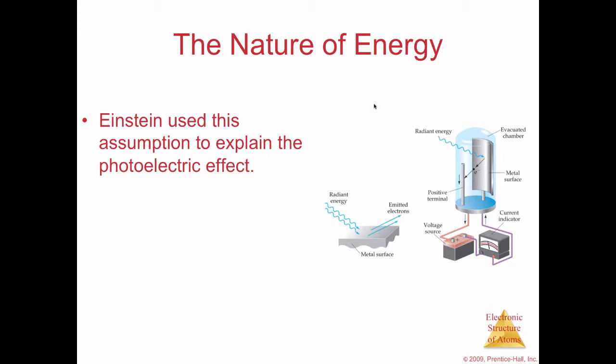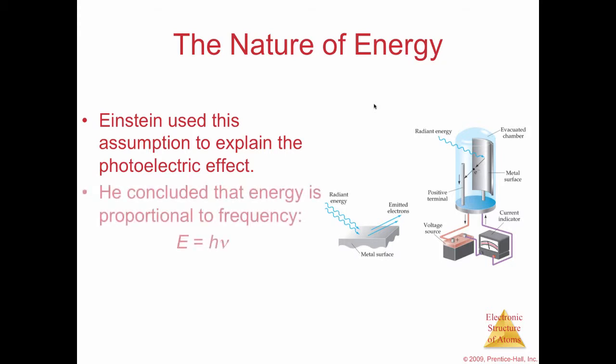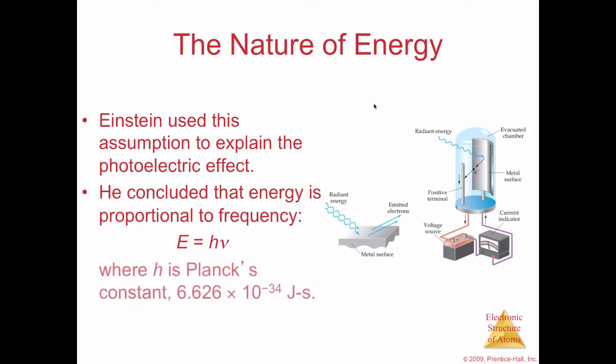Einstein used this assumption to explain the photoelectric effect. He concluded that energy is proportional to frequency, where h is Planck's constant, 6.626 times 10 to the negative 34th joules second.